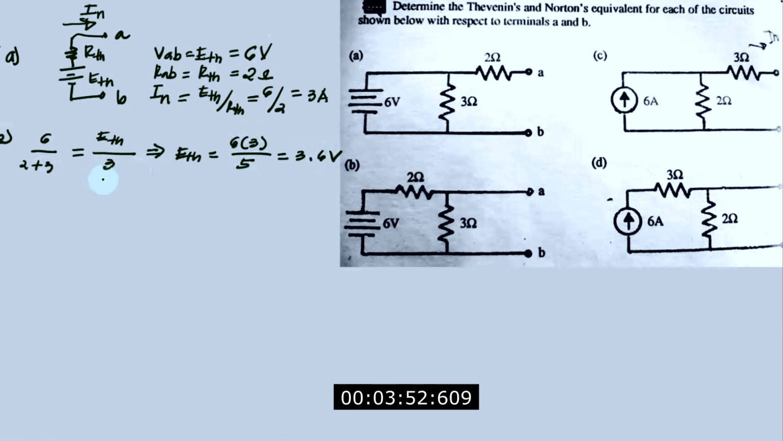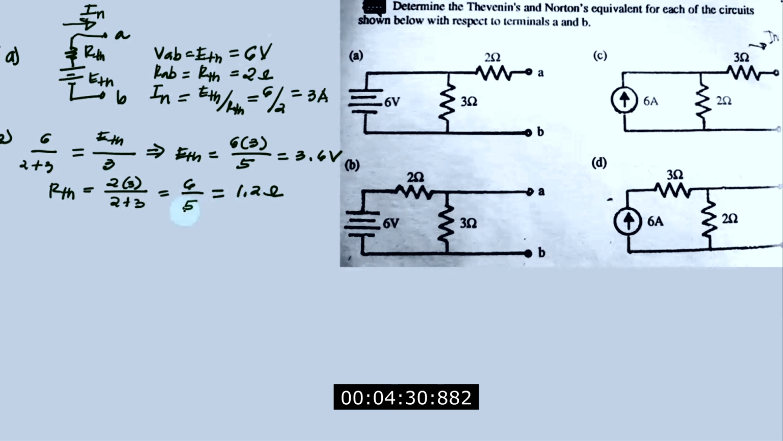And for your R Thevenin's, again we take the short circuit of the 6 volts, so this will be shorted. What do you notice? These will be in parallel. So R Thevenin's is actually the R equivalent of the parallel resistors 2 and 3. So that is 2 times 3 over 2 plus 3. So what is the result? That is 6 over 5, which is equal to 1.2 ohms.